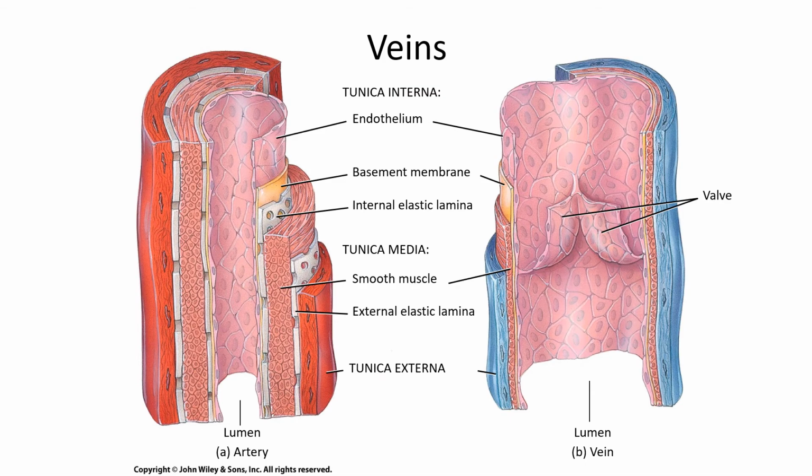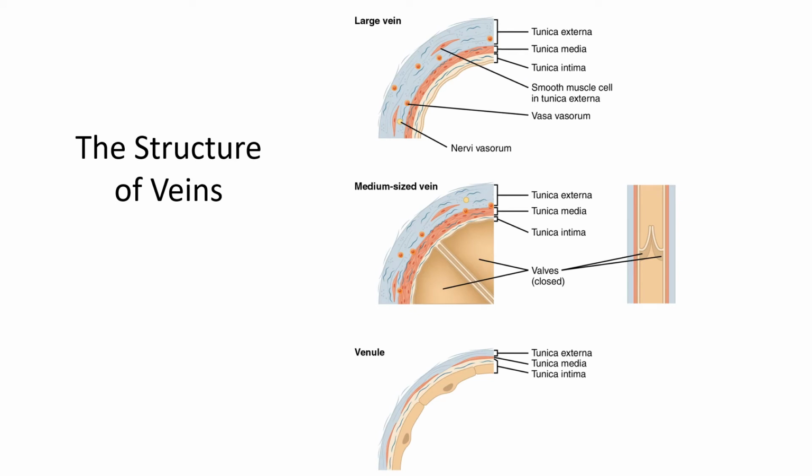Now that we've looked at arteries and arterioles, let's have a look at veins. Again, the key thing that differentiates the two is that arteries need to deal with high pressure blood and veins do not. Veins and arteries are similar in structure in that they both have those three tunics, but the walls of veins are much thinner.